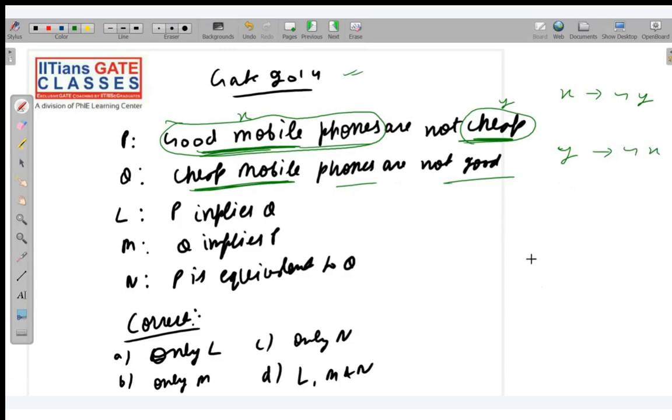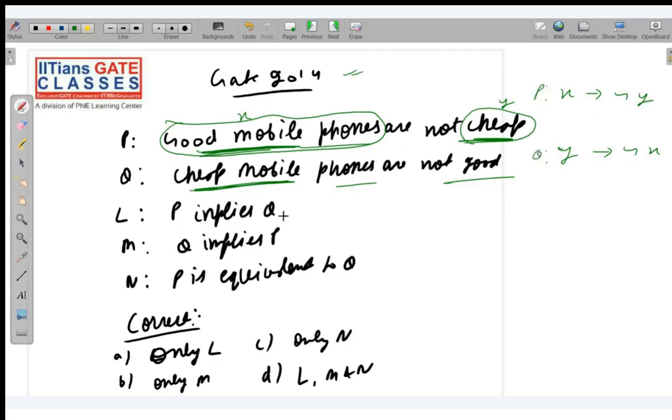Are you getting it? So it's up to you, whatever you take. If you take this entire thing as X and not cheap as Y, then obviously you will say cheap as not Y. Okay, it's up to you, whatever way you want, you can take. So X implies not Y, Y implies not X. So these are the two things, P and Q, these are the two statements.